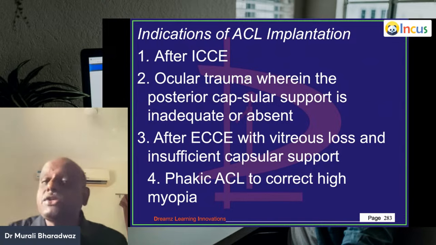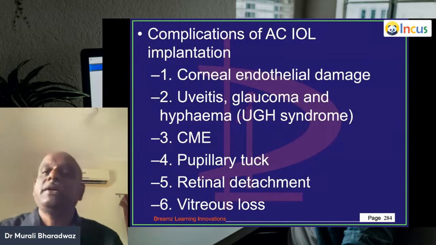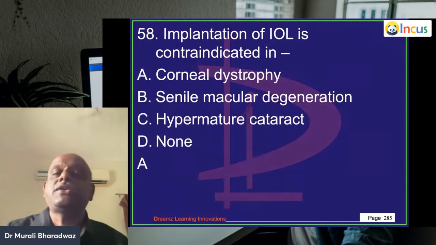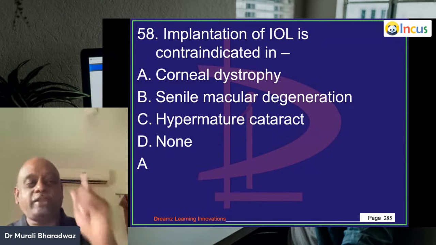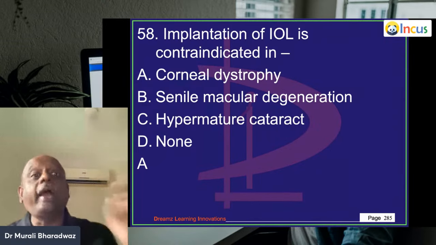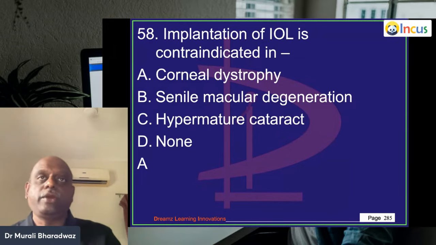Certainly, what are the indications of anterior chamber lens implantation? What are the complications of the anterior chamber IOL? You have to be very sure, doctor, out of the 10 questions, one question invariably is going to come from IOL. So IOL, you have to be very sure. Definitely one question is going to come.